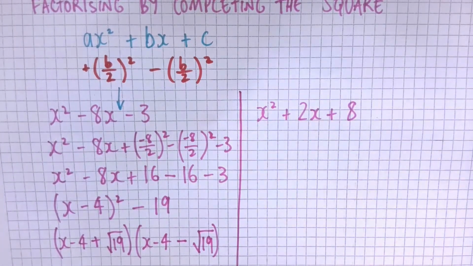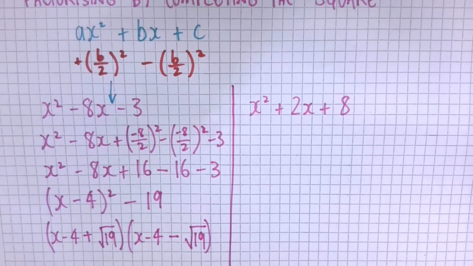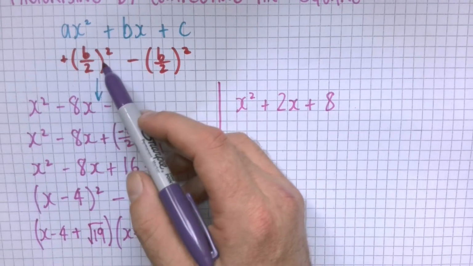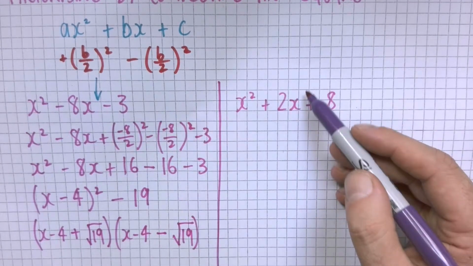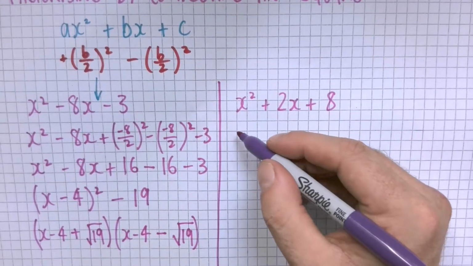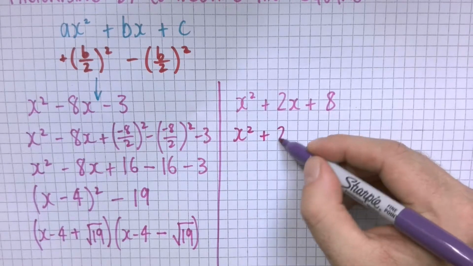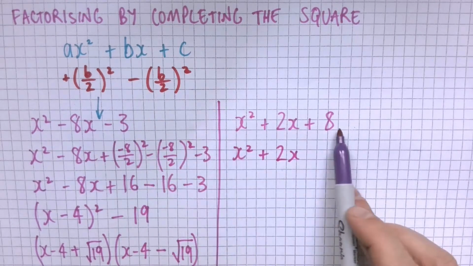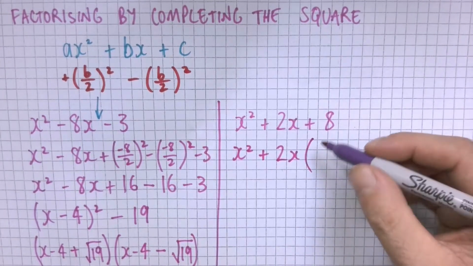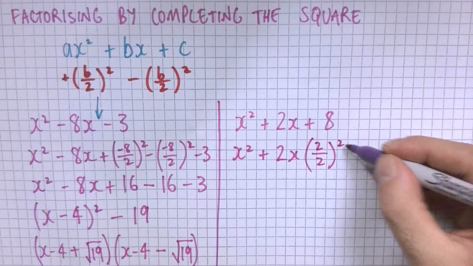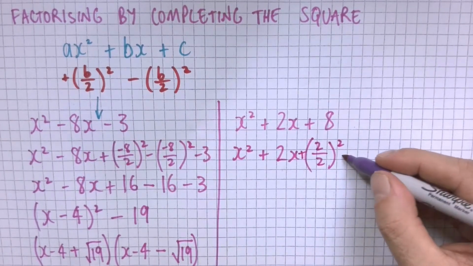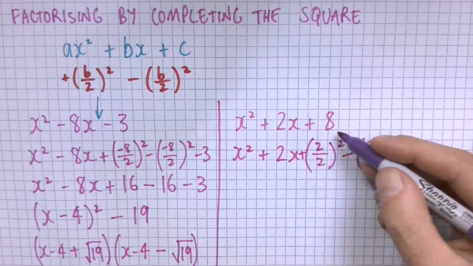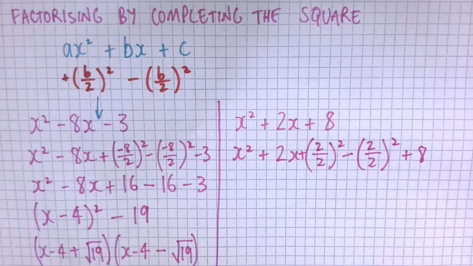I'm going to go through another example here, which is slightly different, and we'll see why. So what we're going to do again is add (b over 2) all squared, take (b over 2) all squared, after the bx term here. So I'm going to rewrite this with x squared plus 2x. In this case, the value of b in this expression is positive 2. So I'm going to write (2 over 2) all squared, so that's plus. I'm also going to subtract that, (2 over 2) all squared. And also we keep that constant term at the end, plus 8.